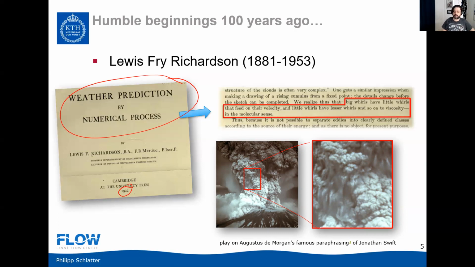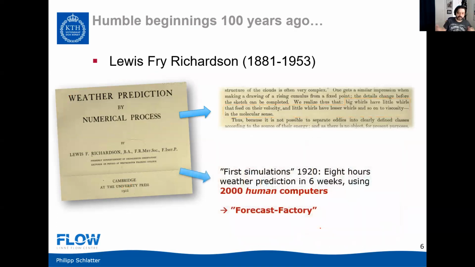Of course, this then had implications for Lewis Fry Richardson's idea of how to do simulations, and he actually did his first simulation in 1920, doing a weather forecast of 8 hours. It took him 6 weeks to do this weather forecast, and he used 2,000 computers. Of course, since computers were not invented yet, he used humans to actually do these calculations. And what he called this was the so-called forecast factory, where you have a lot of people calculating stuff.